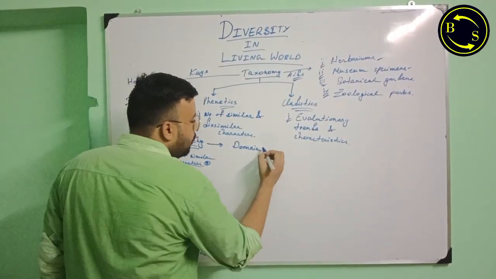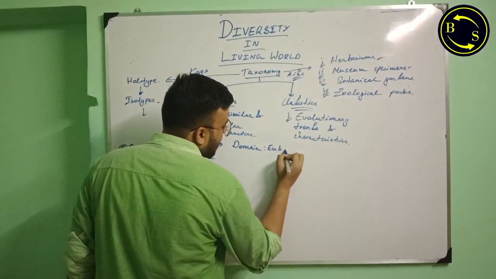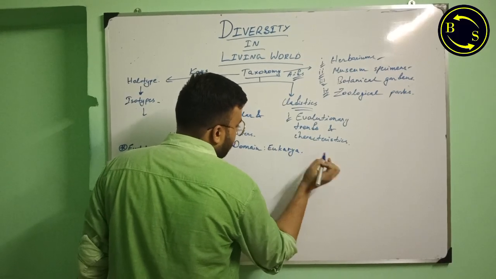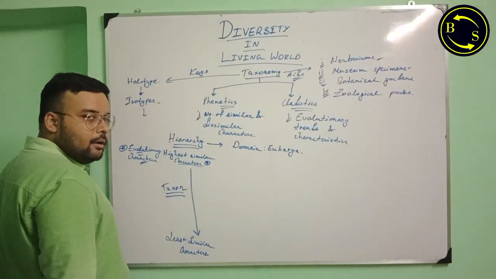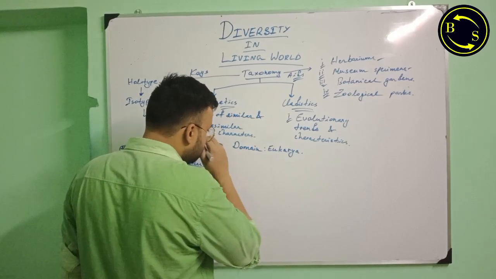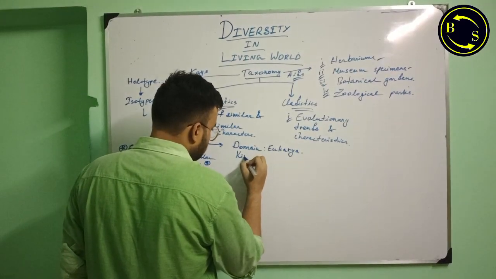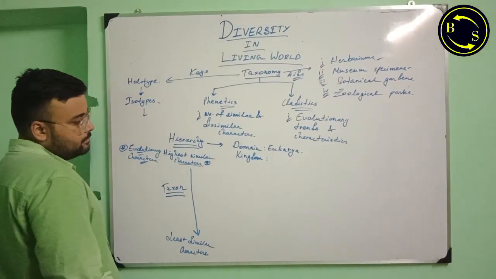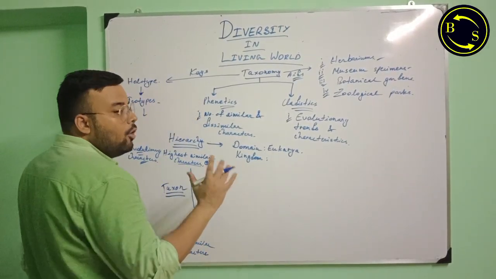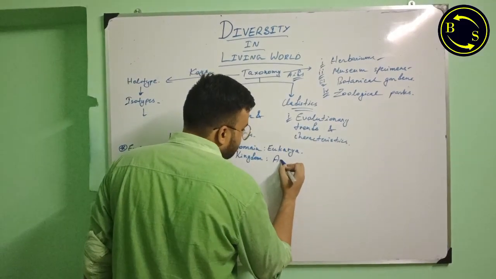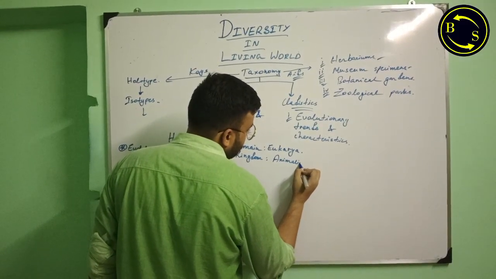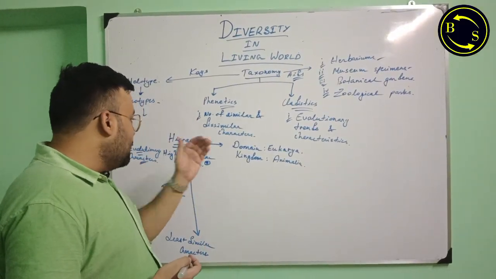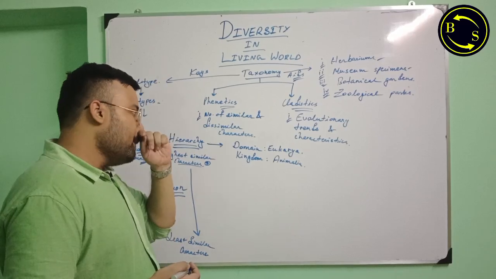So, we will write in domain Eukarya. Next comes the kingdom. This is another taxon. Dog is an animal, so kingdom Animalia. See, as we are progressing, the degree of similarity is reducing.